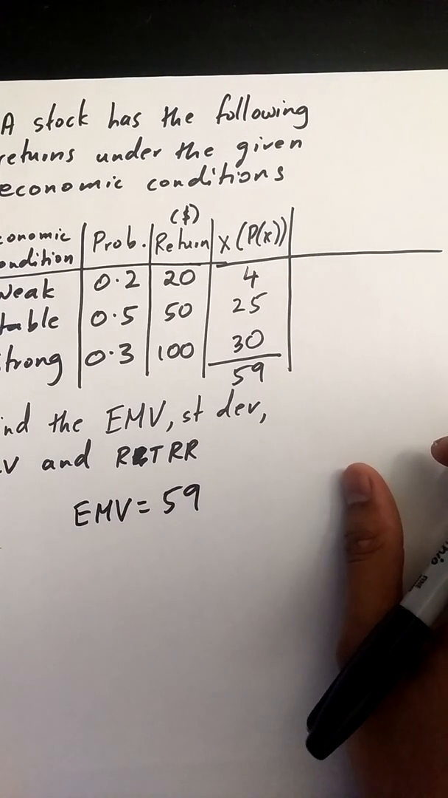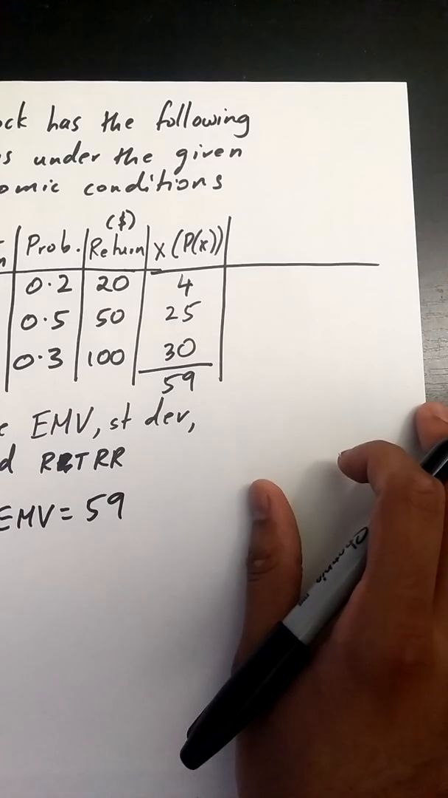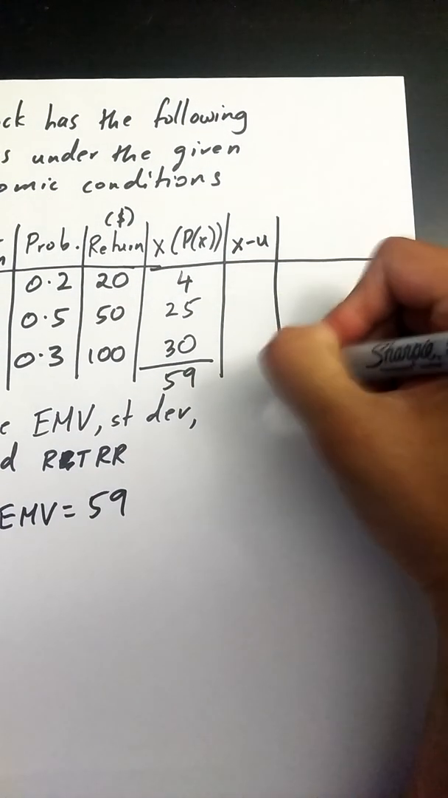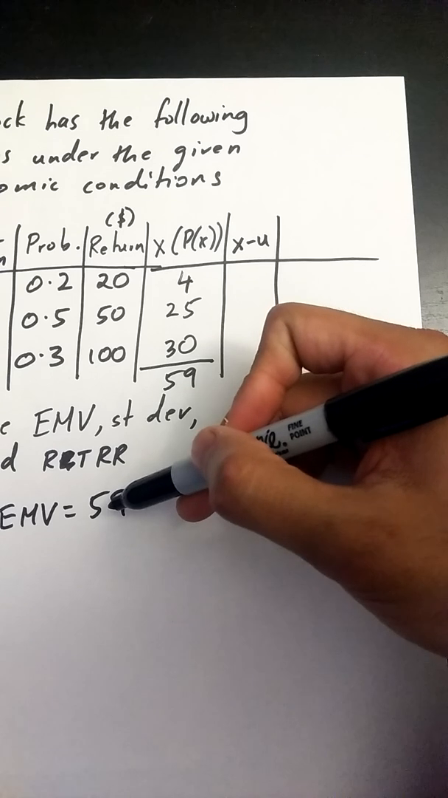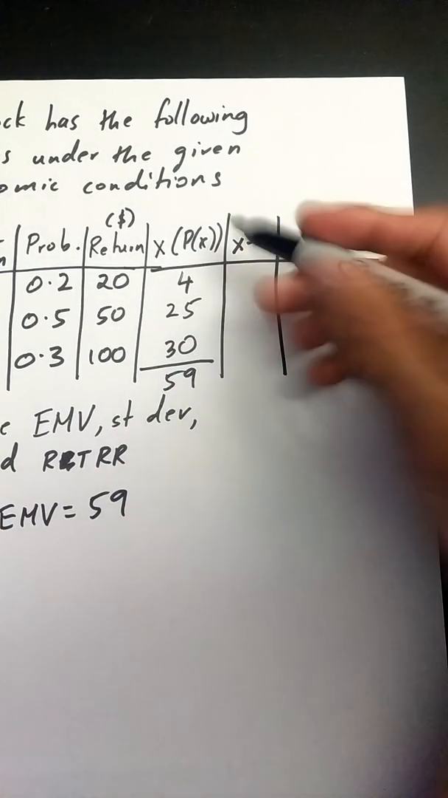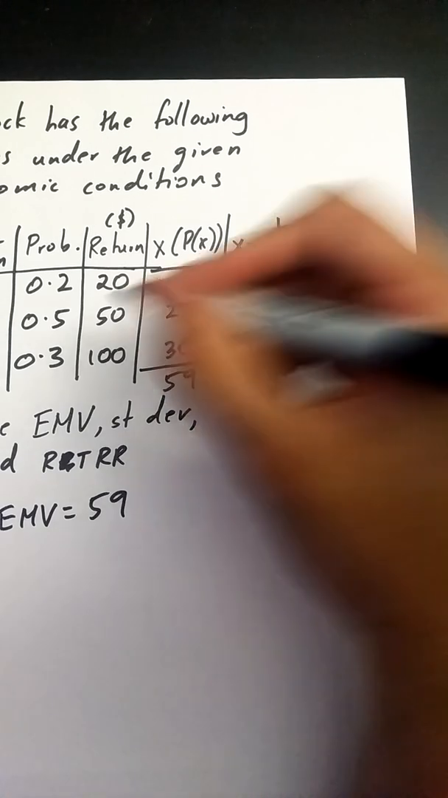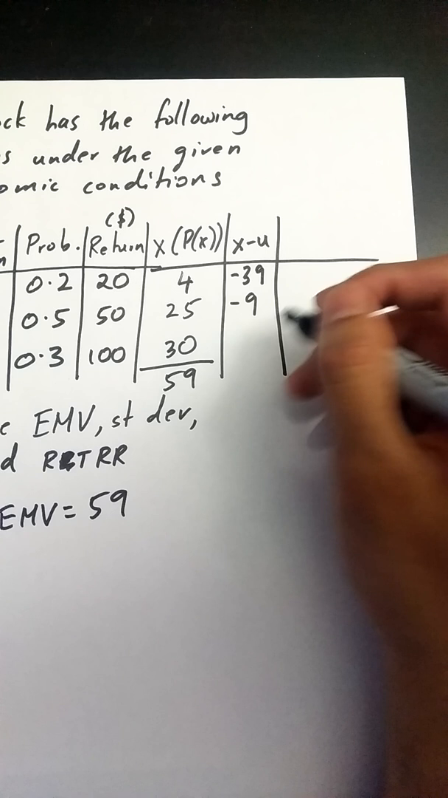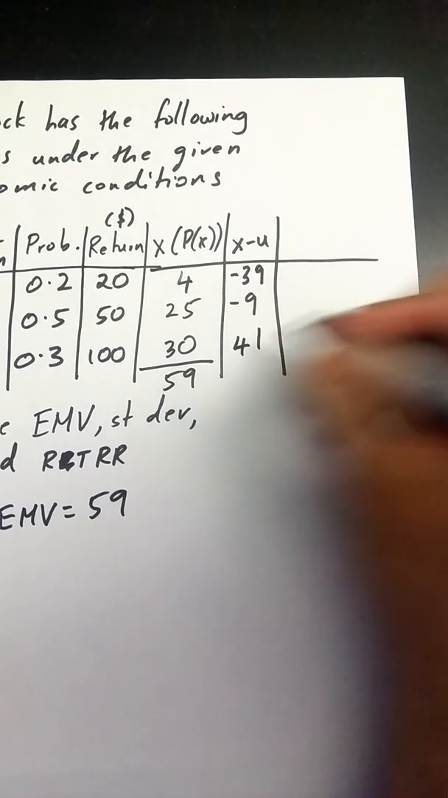Okay, the next thing I have to do is find the standard deviation. So again, I'm doing my table method for this. So I have my x minus my mean as the next column. My mean is my EMV, which is 59. My x value is this column. So 20 minus 59 is negative 39. 50 minus 59 is negative 9. Then 100 minus 59 is 41.